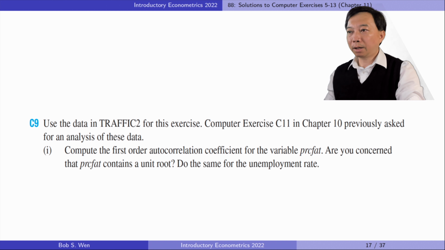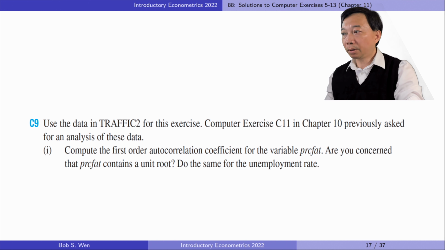Let's do computer exercise 9. In Part 1, compute the first-order autocorrelation coefficient for the variable of the percentage of accidents resulting in at least one fatality. Are you concerned that it contains a unit root? Do the same for the state unemployment rate.